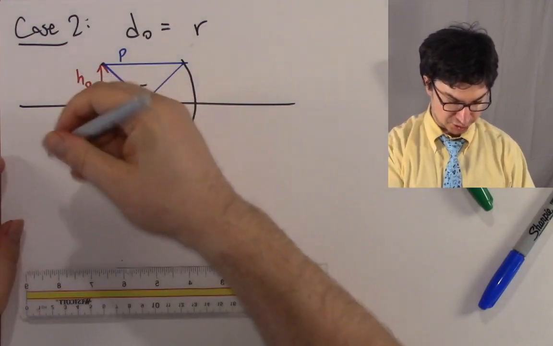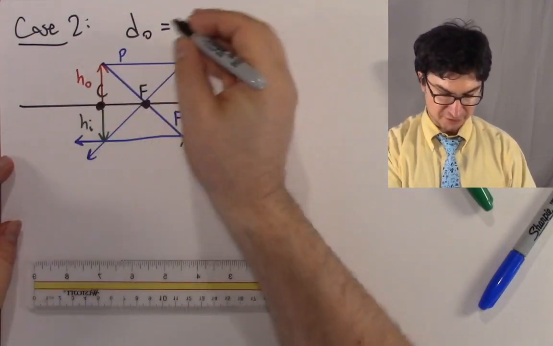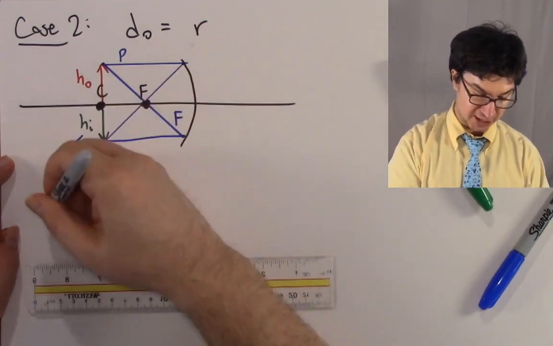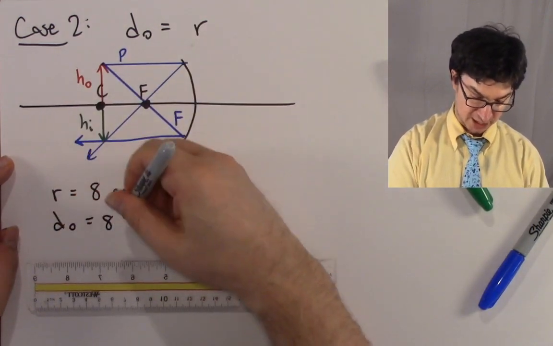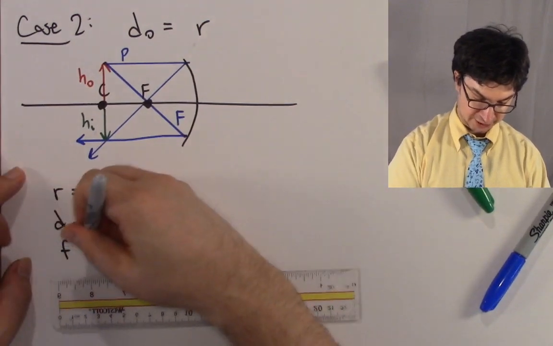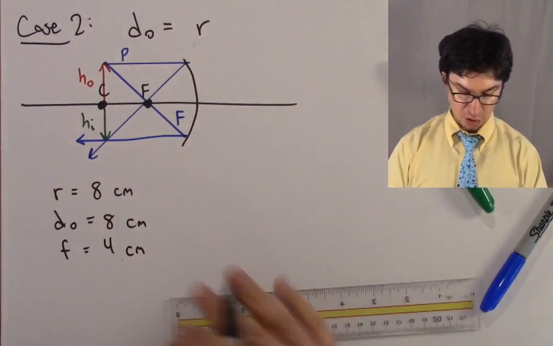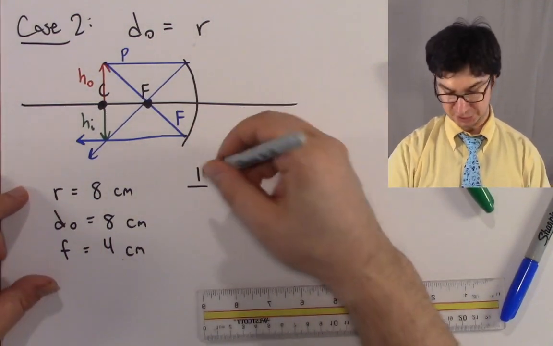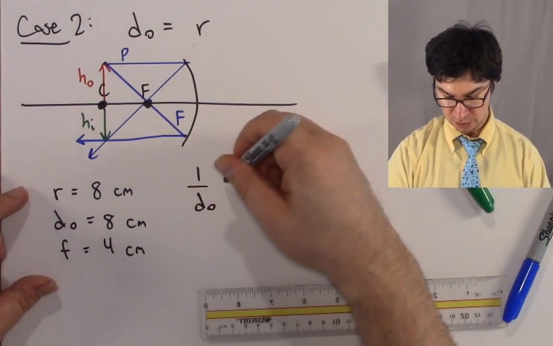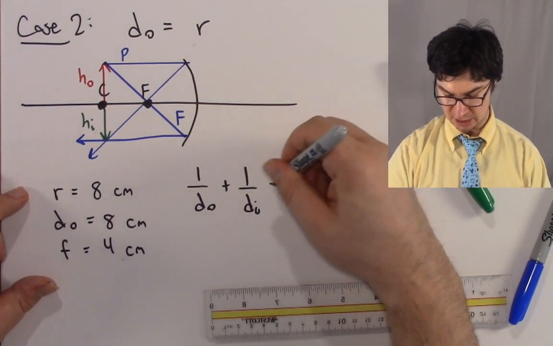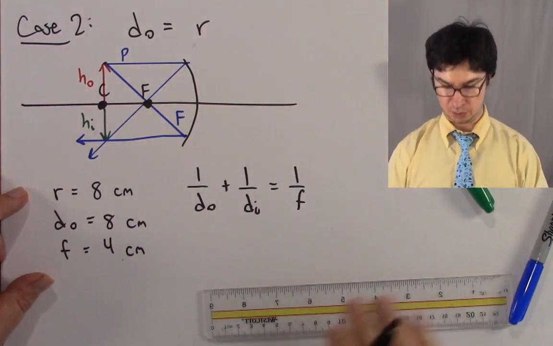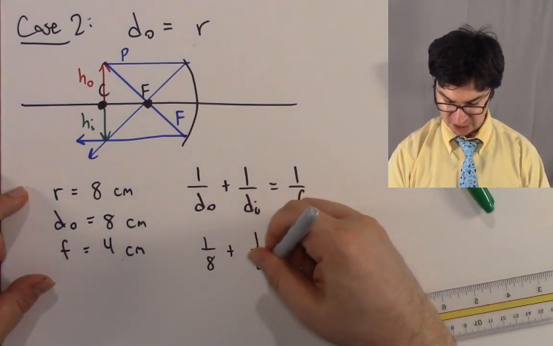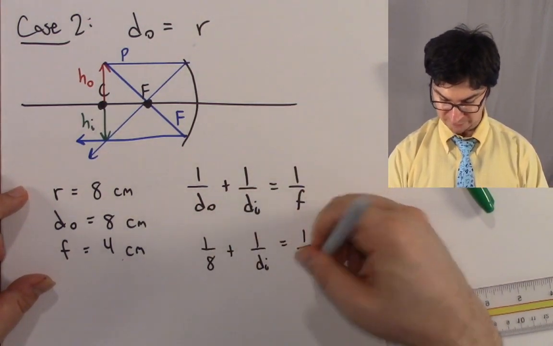So based on the equations, if we have the same givens, the radius of curvature is 8 centimeters, in this case the object distance is also going to be 8 centimeters, and the focal length is going to be 4 centimeters. If we know all this, let's find the image distance. So 1 over dO plus 1 over di equals 1 over f. That's our mirror equation. So 1 over 8 plus 1 over di equals 1 over 4.